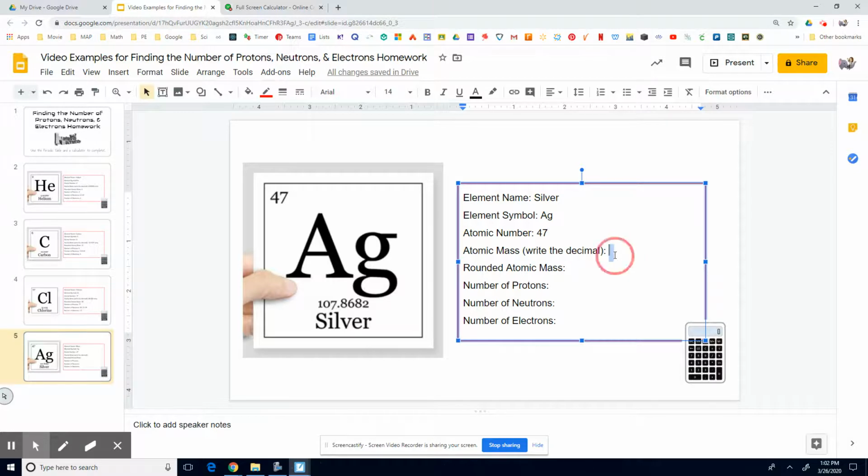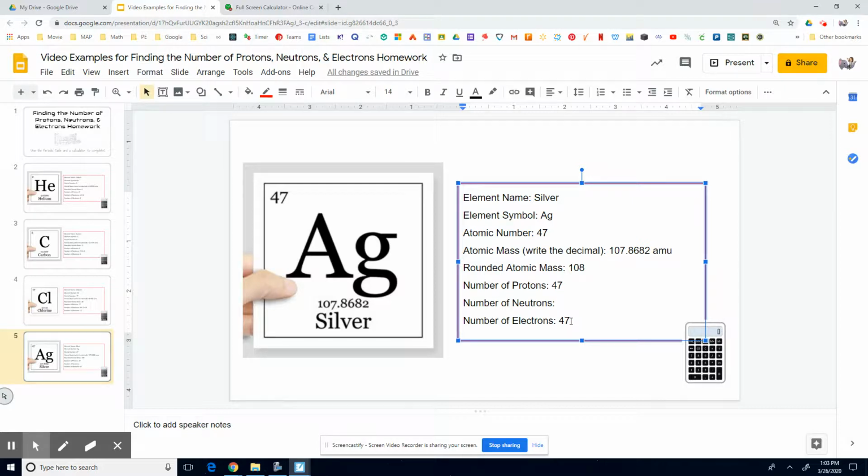The atomic mass before we round it, 107.8682 atomic mass units. And then the rounded atomic mass. So I need to round 107.8. Now that's bigger than a half. So this would round to 108. All right, the number of protons is always the number in the corner, so 47, and the number of electrons always equals the number of protons, because positive cancels out or equals negative.